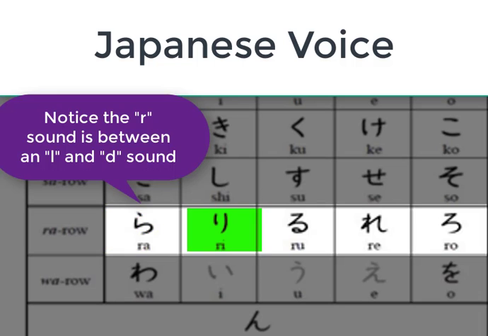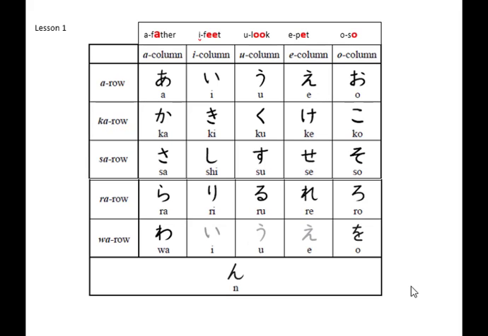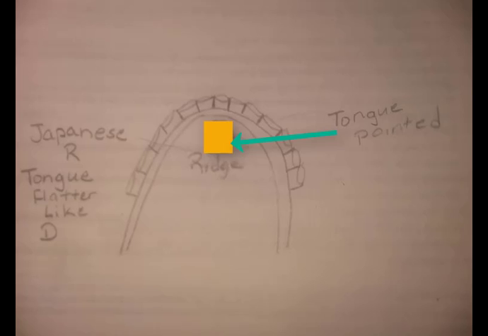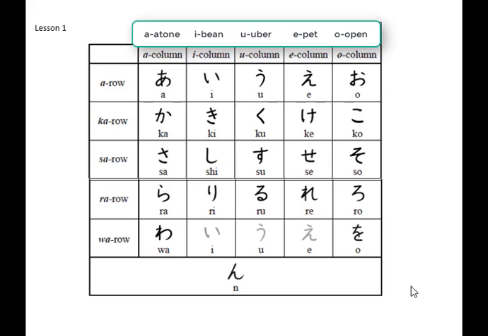ら、り、る、れ、ろ。R is a difficult line to master because it's not the traditional American hard R, as in race and rob. It is more of a softer R that is typically found in Spanish-speaking languages. So it's ra, ri, ru, re, ro.